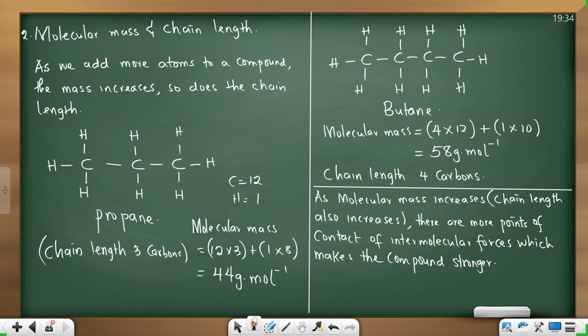So where do we get the 12 carbon? How do you mean, Karabo? The atomic mass of carbon is 12, remember? From your periodic table. Is that what you mean? Okay. Atomic mass of carbon is 12.